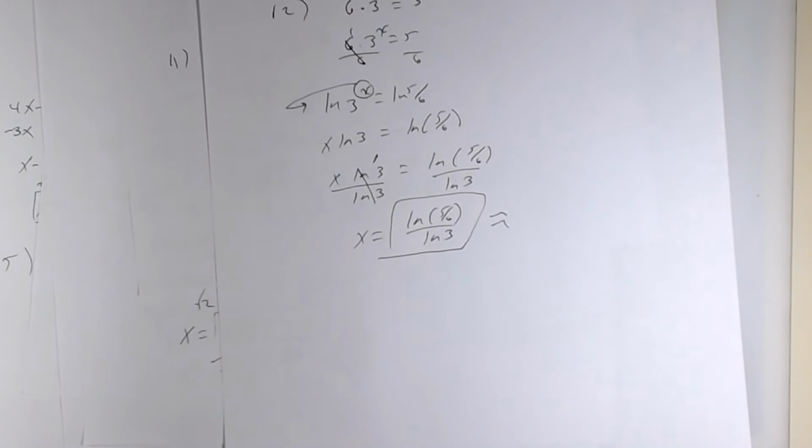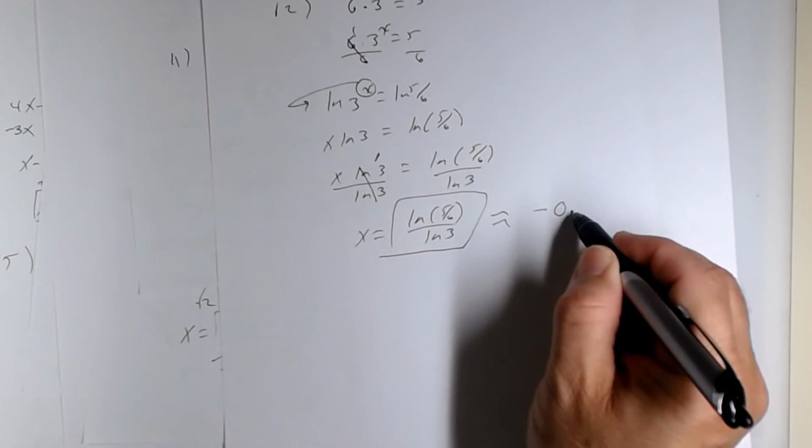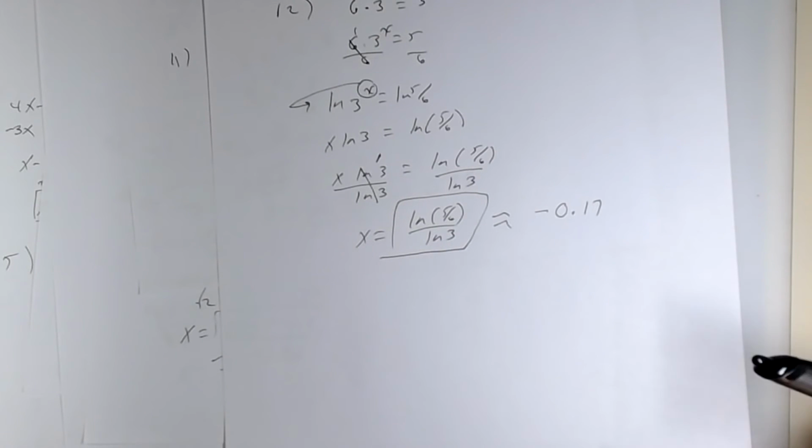For the approximation, what you'll get is negative 0.17, and negative 0.17 is what you need to get. So natural log of 5/6 in parentheses, divided by natural log of 3 in parentheses, and press equal. All right, so that's all this is.